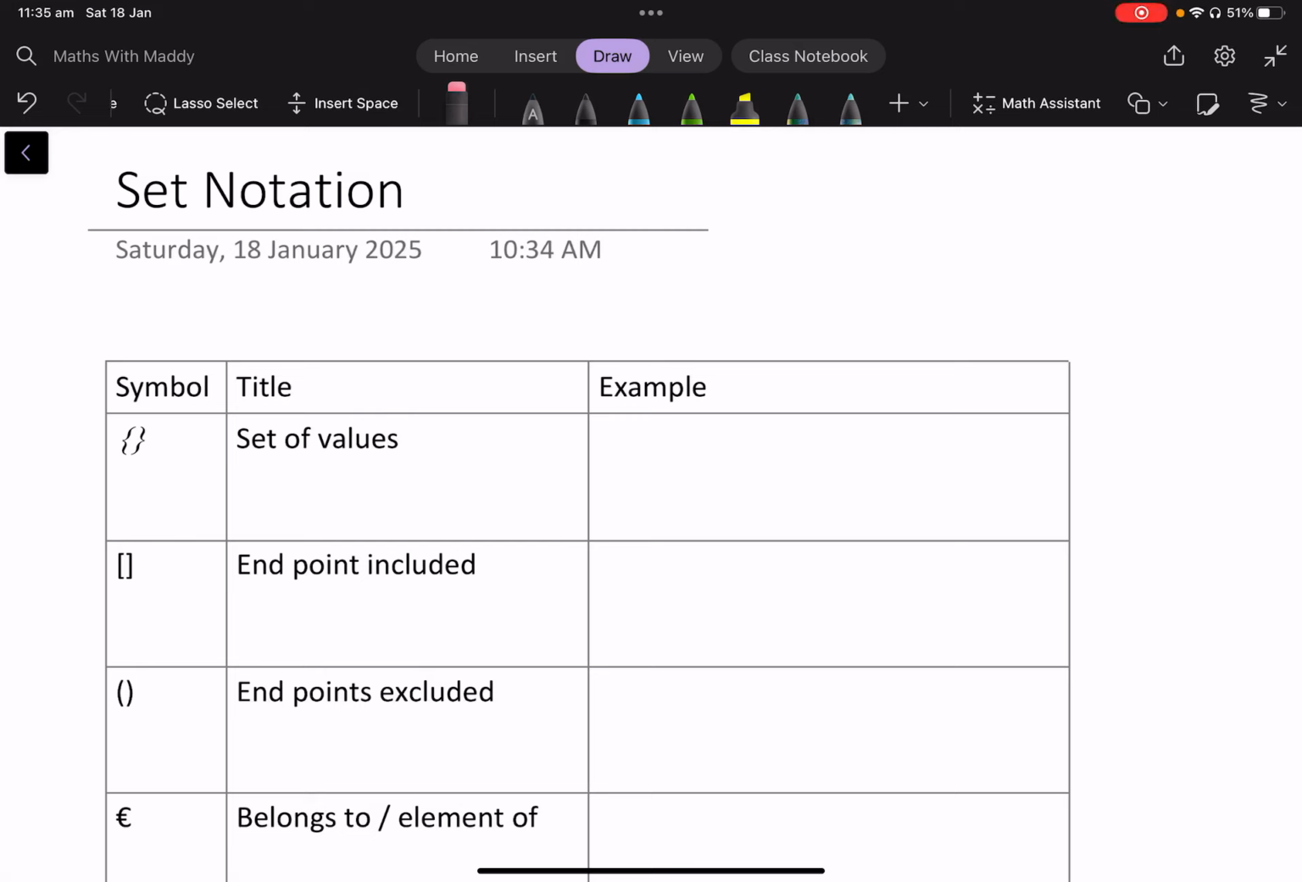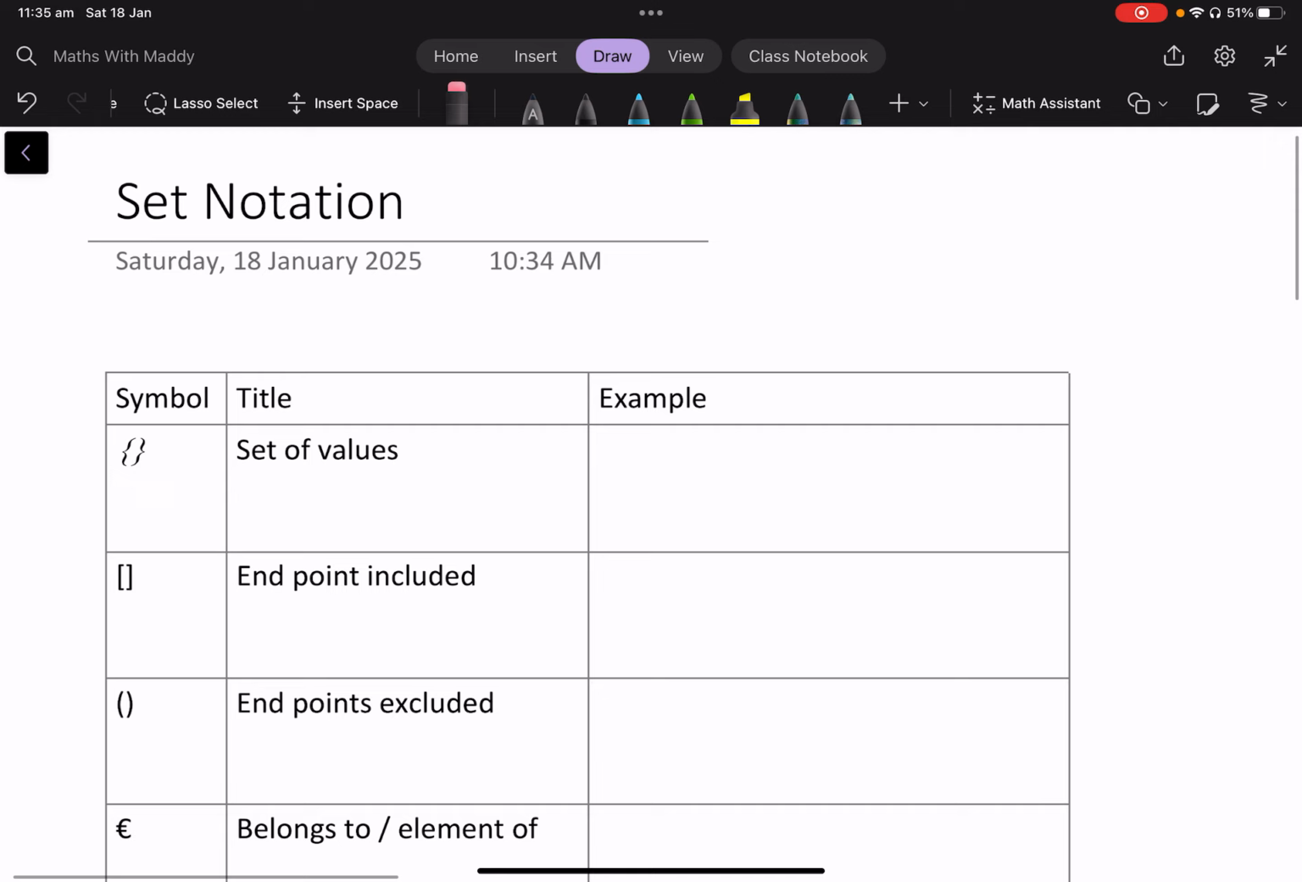Today we're going to be looking at set notation for VCE maths methods, but before we get started, you have to understand that set notation is used to describe the domain of a function. And to fully understand how to use set notation, first you have to understand what the different symbols mean. So first we have the curly brackets, which refers to a set of values.